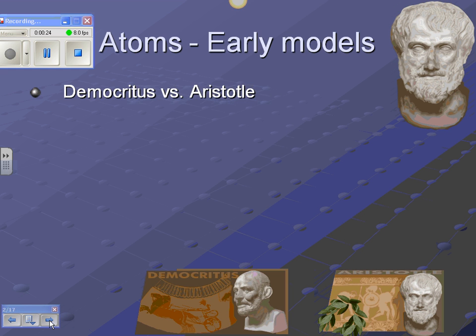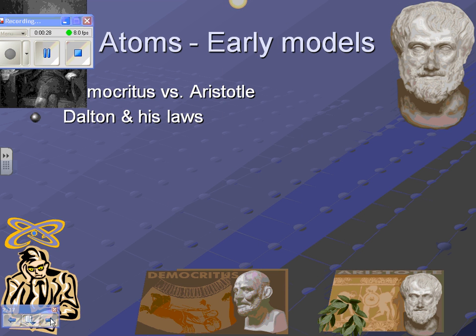And Democritus actually coined the term atomos, meaning indivisible. We know now that that's not true, but at least he came up with the idea that it wasn't those primal elements. There was something else.